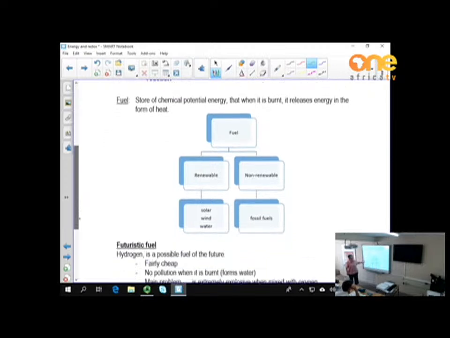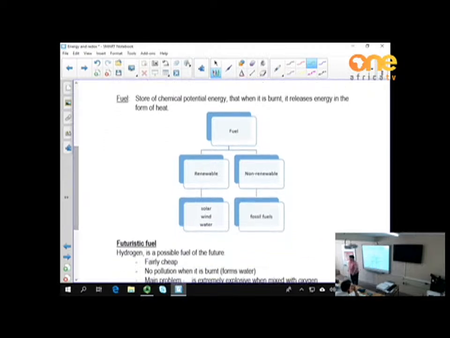Okay, what is a fuel? A store of chemical potential energy. Where in a fuel is the energy stored? Within the chemical bonds. In other words, between the shared electrons is where the energy lies. All right.